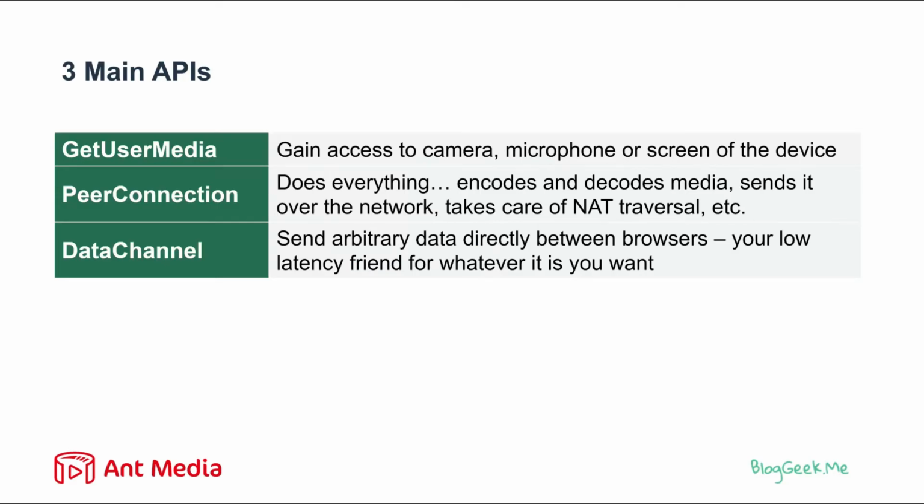There are three main APIs in WebRTC. Get user media, which gives you access to the camera, the microphone, and other peripherals in the device. We have peer connection that does practically everything. It encodes and decodes the media, sends it over the network, takes care of NAT traversal, and everything else that is needed. The third API is the data channel. Data channel allows us to send any type of data that we want directly between the browsers, in low latency of course.